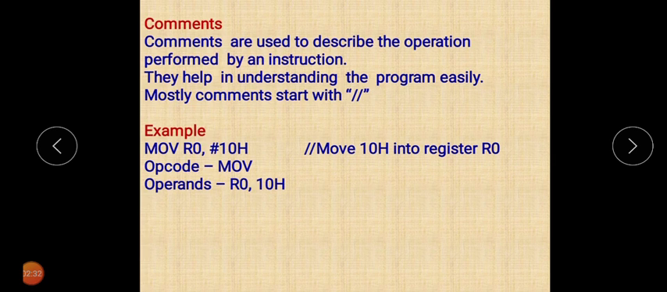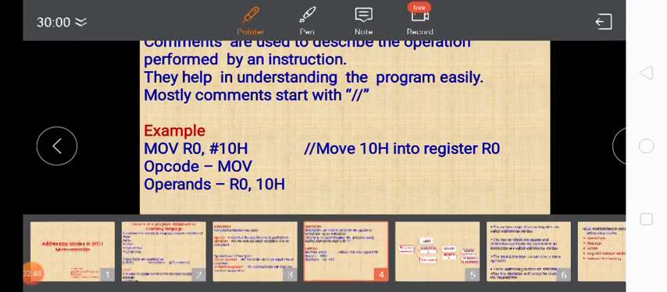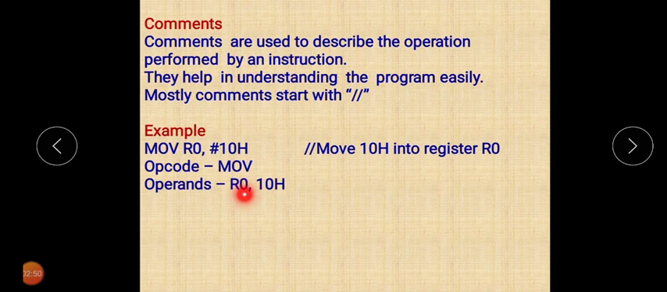Now, what is the instruction which is given here? That is, what type of operation are we performing? We are performing the operation of move. So therefore, the opcode for this instruction is MOV. Now, what are the operands here? They are R0 and 10H. Here we are moving the 10H value to R0. Therefore, 10H becomes the source operand and R0 becomes the destination operand.